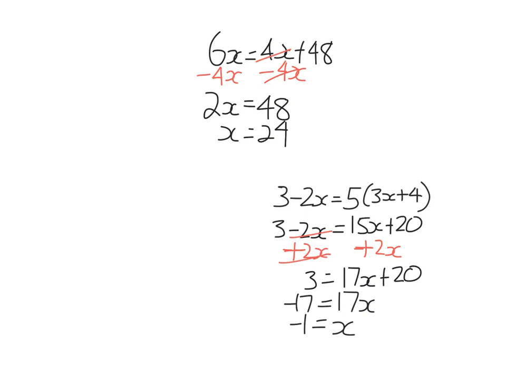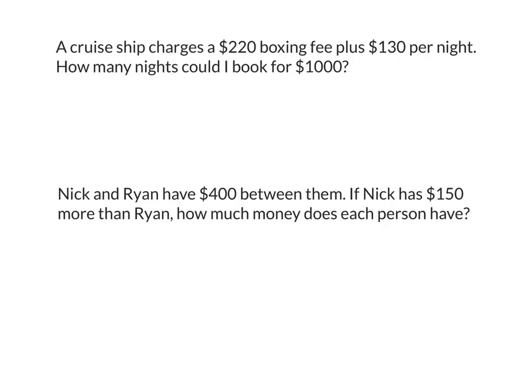So now we're just going to do a couple of word problems involving linear equations. All right, we'll do these two worded questions here. Starting with this one, a cruise ship charges $220 booking fee plus $130 per night. How many nights could I book for $1,000? So whenever you're solving worded problems with equations, you always start by letting x, or whatever letter you want, be the thing you're trying to find. So we're going to let x equal the number of nights, because that's what I'm trying to find, how many nights I could book.